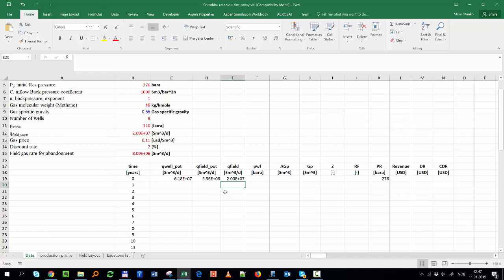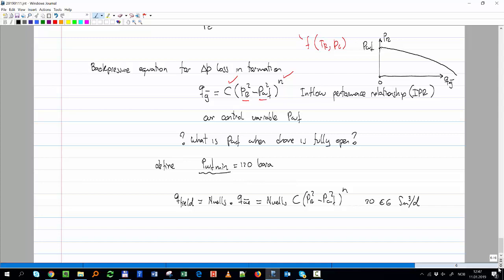Now we found that at year one, or the start of year one, we can produce 20 million. Let's move to the next year. And here we're going to make an approximation. The way we are progressing, we have Q of the field versus time. We were in year zero, then we are going to go to year one, two, three, etc. I'm going to make an assumption now, but later we're going to revisit it. We're going to say that the rate remains constant for that year.